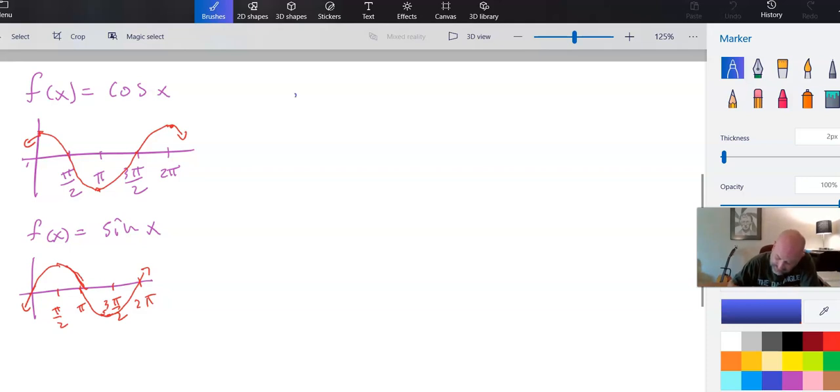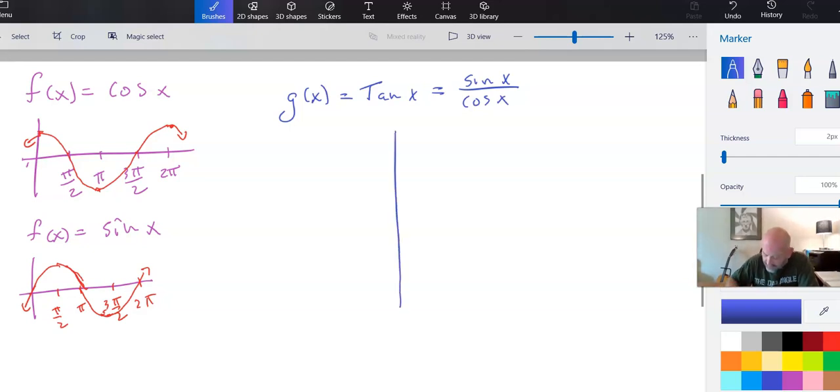So let's take a look at some function g of x is equal to tangent x. Now, tangent's one thing, but we have a quotient identity that says we can identify tangent as sine over cosine. Right? Well, we can use the zeros of these to actually get a hold of some of this stuff.